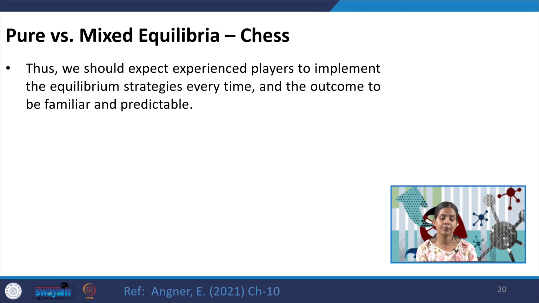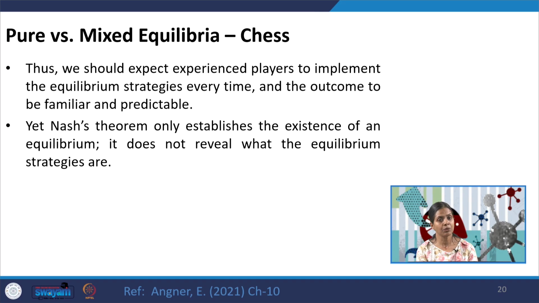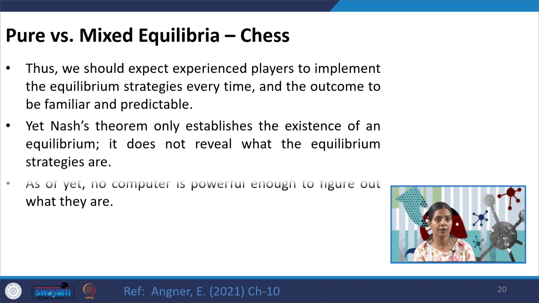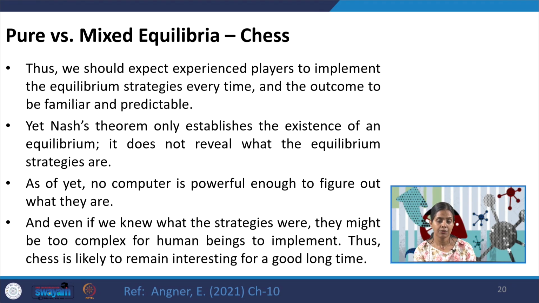Thus, we should expect experienced players to implement their equilibrium strategies every time and the outcome to be familiar and predictable. Yet, Nash's theorem only establishes the existence of an equilibrium. It does not reveal what the equilibrium strategies are. As of yet, no computer is powerful enough to figure out what they are. And even if we knew what the strategies were, they might be too complex for human beings to implement. Thus, chess is likely to remain interesting for a good long time.